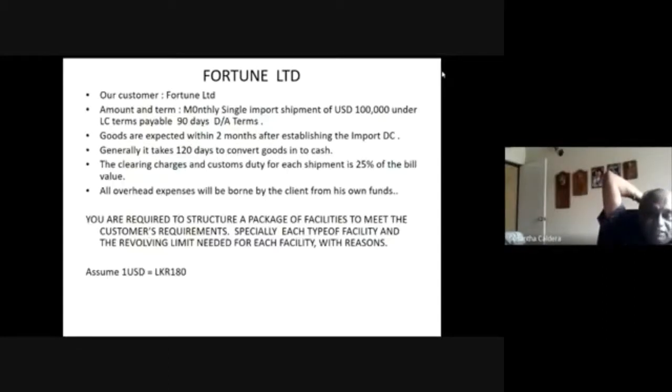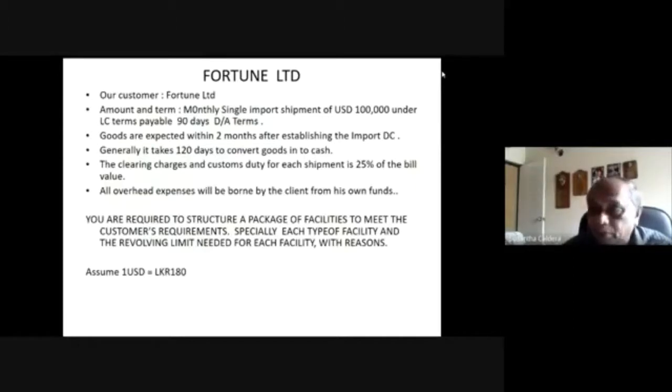Before I go to the next sum, which is a little bit complicated, you have to think critically and understand what is going to happen to these facilities in every situation. We need the first facility to open LCs. When we open LCs and receive the documents, the LC liability will be reversed, and then we will be creating acceptance liability.